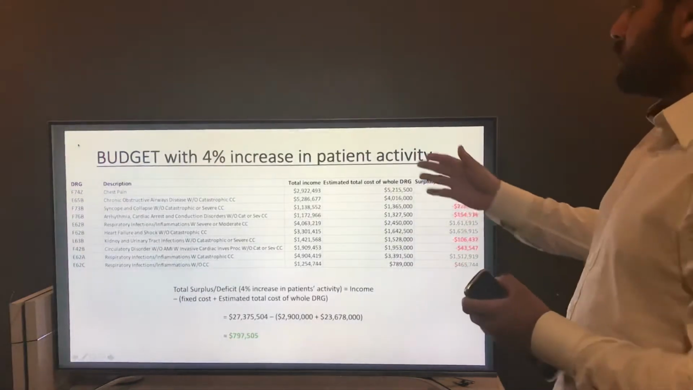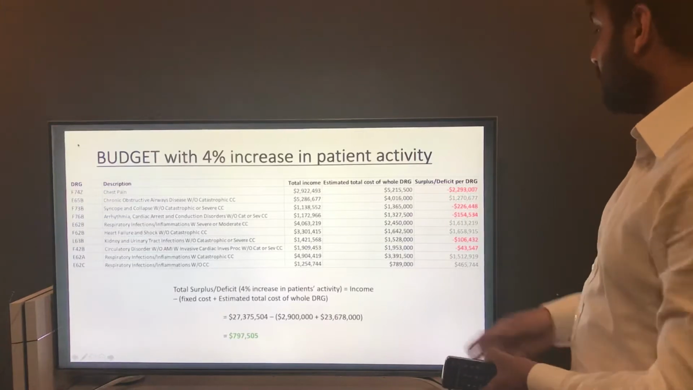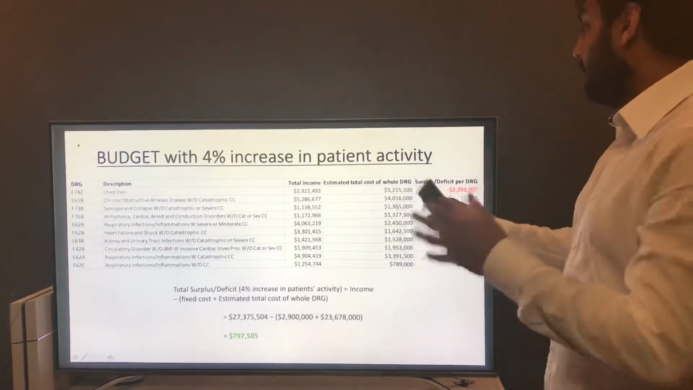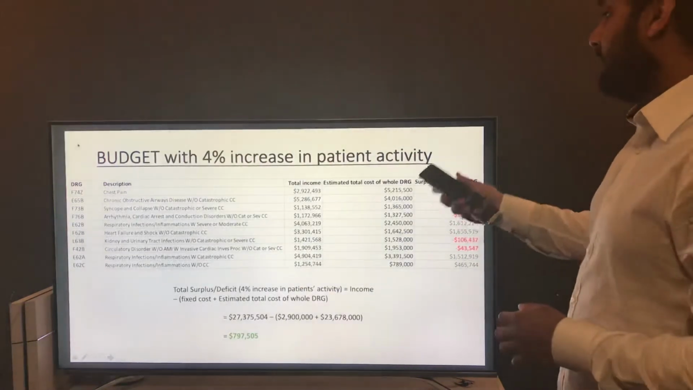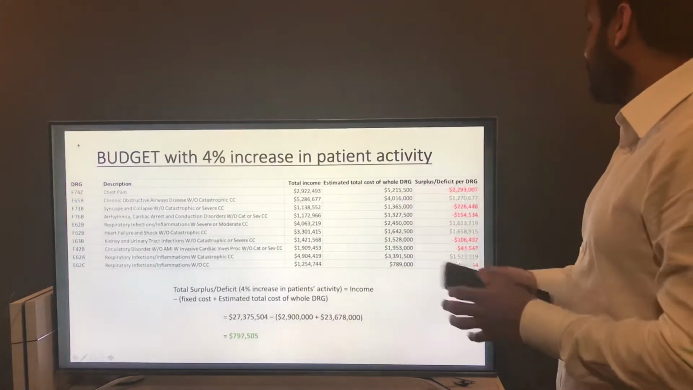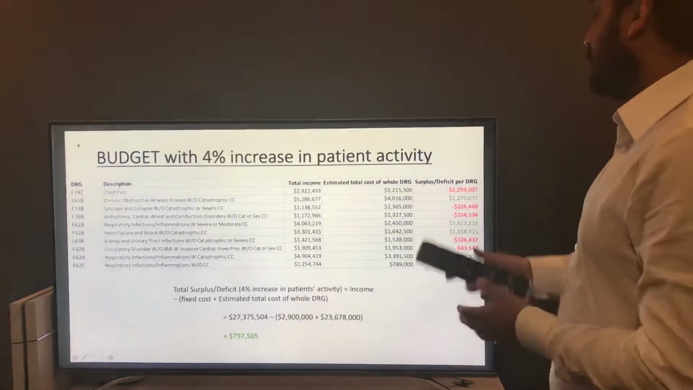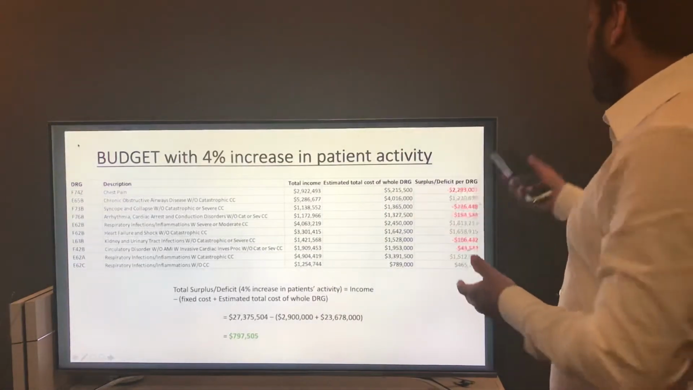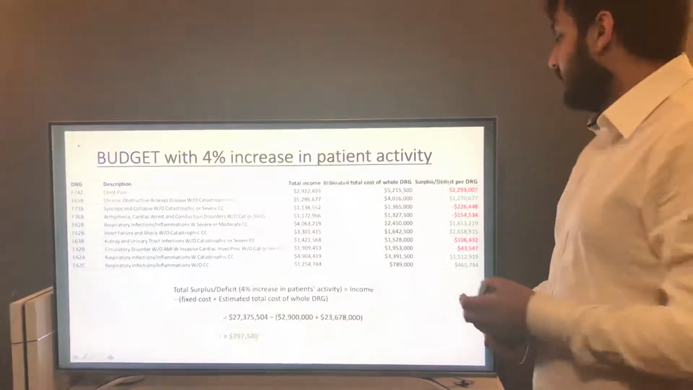The next is the budget with the 4% increase in the patient activity. So we've got the total income and the estimated total cost of the whole DRG. By applying the formulas, we've got the surplus deficit per DRG. So again, we've got the deficit in the first, third, fourth, seventh, and eighth DRG, whereas we've got the surplus in the second, fifth, sixth, ninth, and 10th DRG.